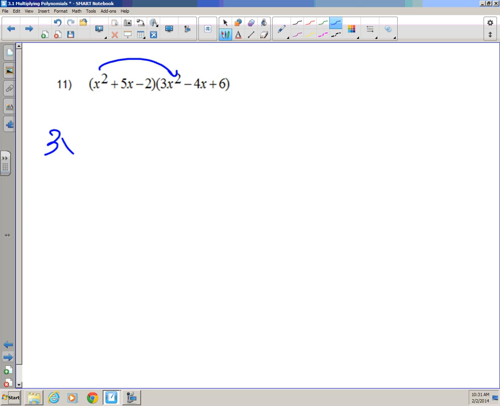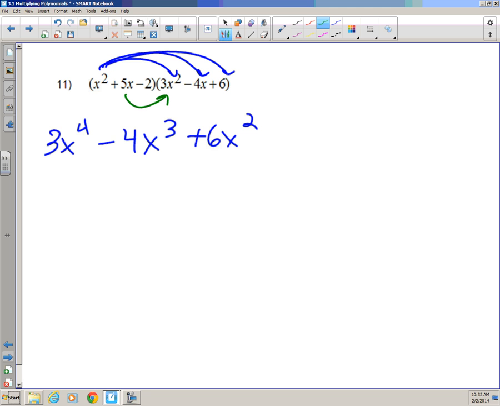x squared times 3x squared, 3x^4. x squared times negative 4x cubed. x squared times 6, 6x squared. I'm going to switch colors, I'm going to indent, and I'm going to use the 5x for everything. 5x, positive 3x squared, positive 15x cubed. 5x, negative 4x, negative 20x squared.